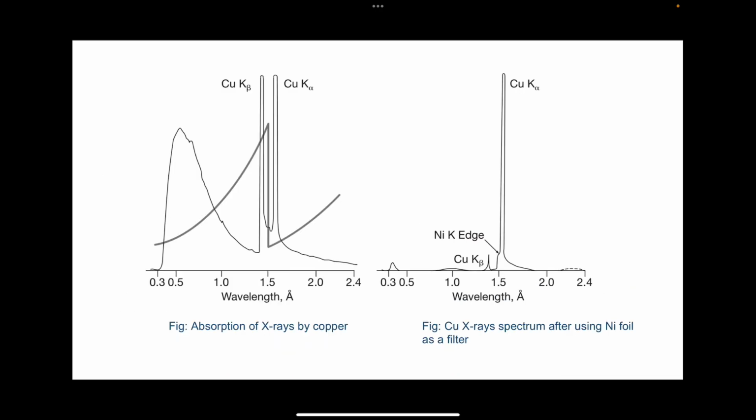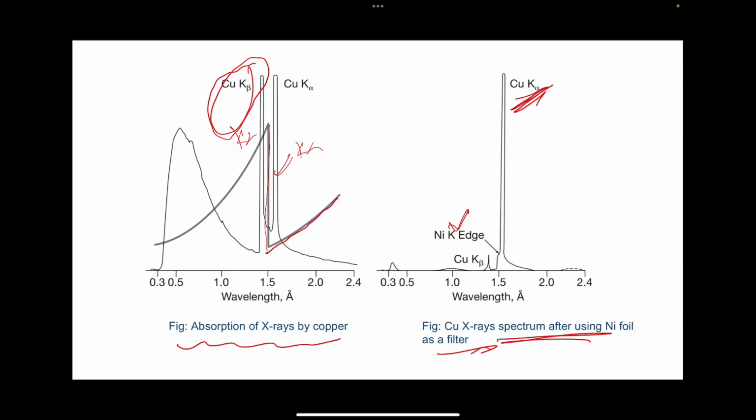From this diagram, we can understand what I'm talking about. This is the absorption of X-rays by copper. It is decreasing as the wavelength increases, but here comes the absorption edge for the copper, increasing, then further decreasing, near the K alpha and the K beta. Now, if you are going to use nickel, then this K beta of the copper gets absorbed by the nickel K edge, leaving the copper K alpha only. So we are only going to get the copper K alpha, because the nickel K edge lies somewhere in the middle of 1.4 and 1.6.